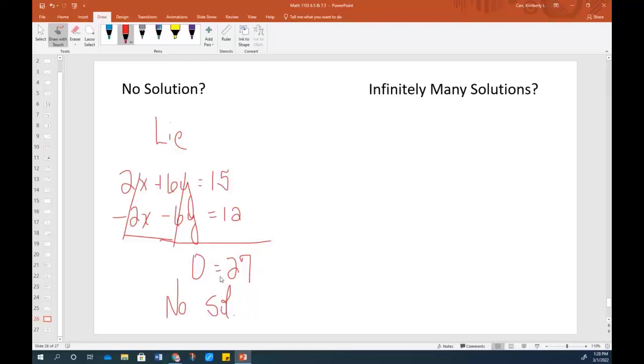No solution. On the other hand, infinitely many solutions is going to leave you with the truth. But when you are solving, depending on the method you're using, you're going to end up with the same number equals the same number. So if you end up with like 4 equals 4, or if you were using elimination, it might end up that all the parts cancel, and so you have 0 equals 0. Well, in both cases, those are true statements. But this is infinitely many solutions, and you would just have to find a point on the line to be a solution.